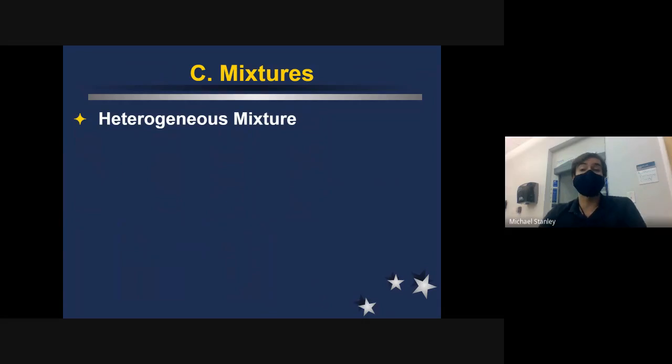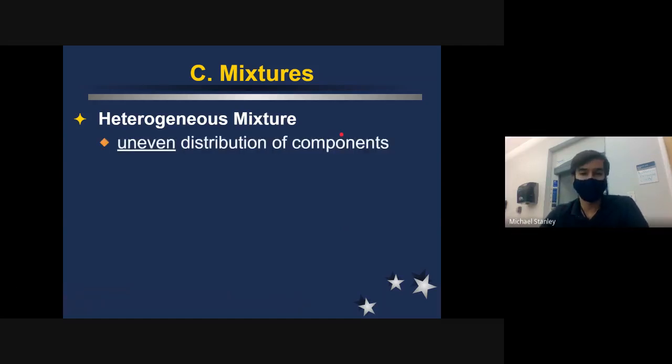We can also have the opposite of homogeneous mixtures, kind of the flip side of it, which are heterogeneous mixtures. So a heterogeneous mixture is whenever we have very uneven or unequal distribution of our components, of our particles, of our atoms, of our whatever.